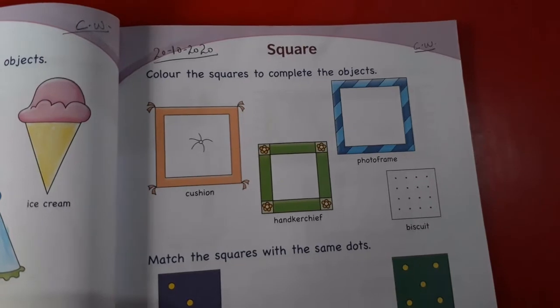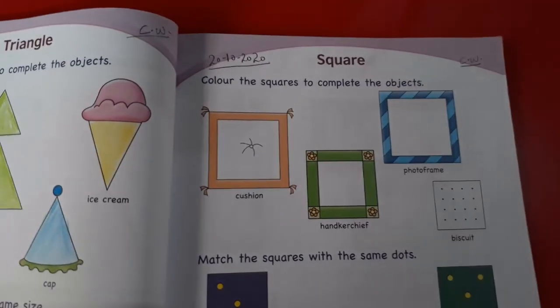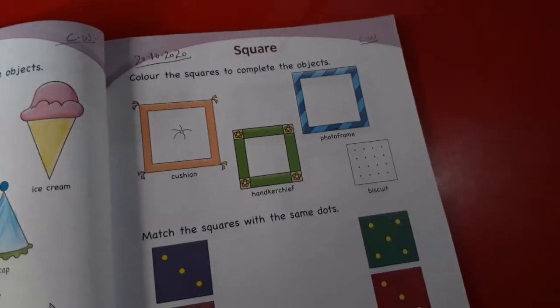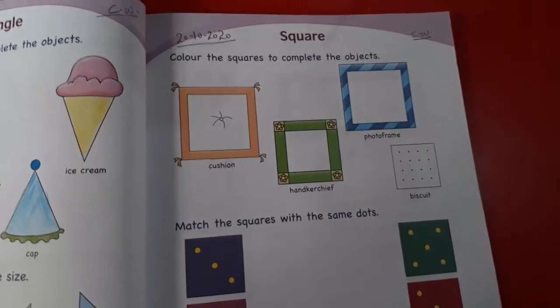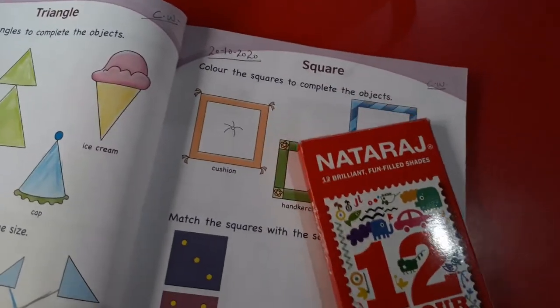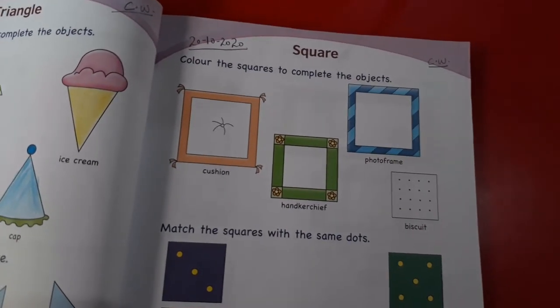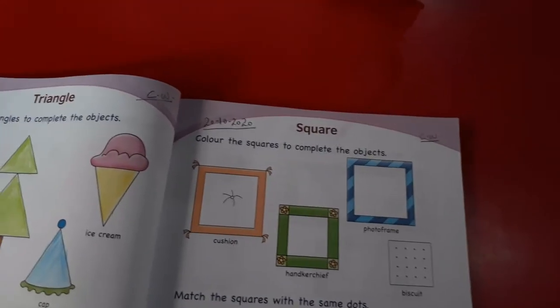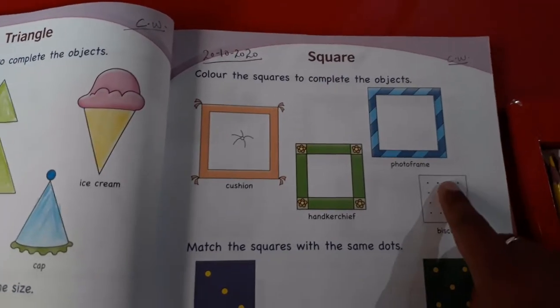Now what the question says, color the square to complete the objects. Now you have been given some objects here that are square in shape. So what do you have to do? We have to color them out. Is that clear? So for this what we are going to do? We are going to take our pencil colors. Yes. So these are our pencil colors. Now I'll open it and we'll start coloring these objects. So can you tell me which objects are these? We have cushion. Then what else we have? Handkerchief. Okay. Next we have a photo frame and last we have a biscuit.